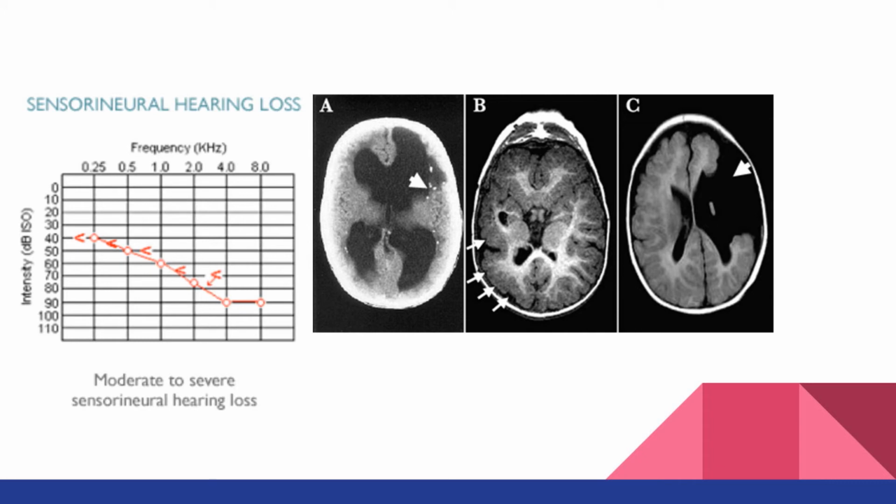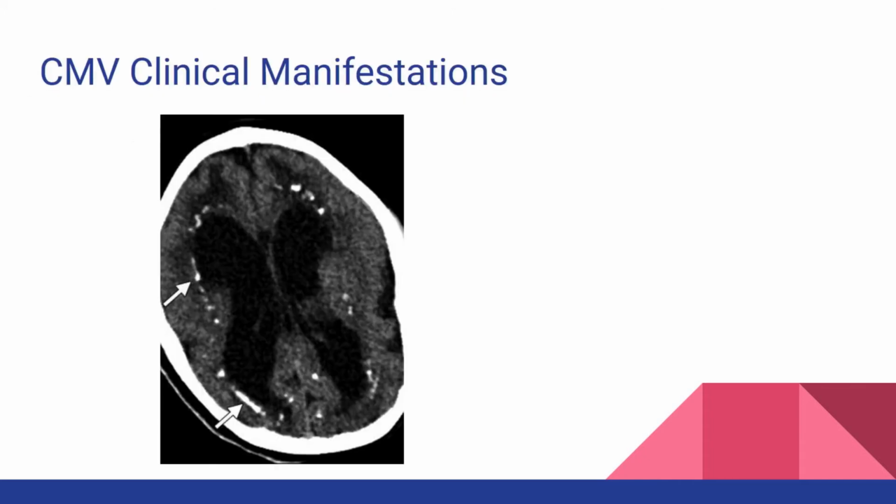Just important to contrast that CMV is going to have the periventricular calcifications. So again, just showing periventricular calcifications in comparison to toxoplasmosis, where you're going to have the diffuse intracranial calcifications.